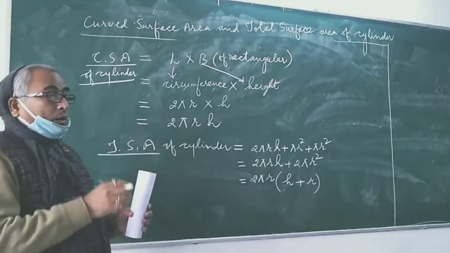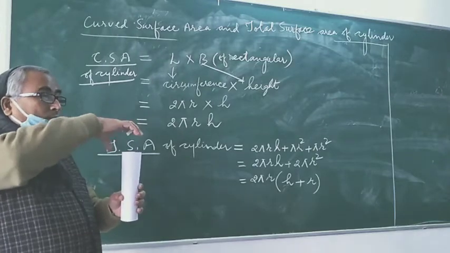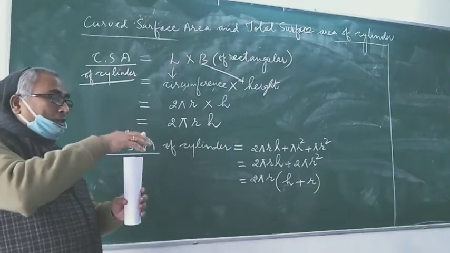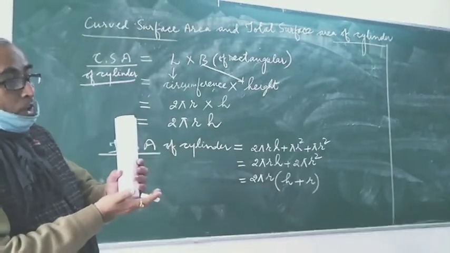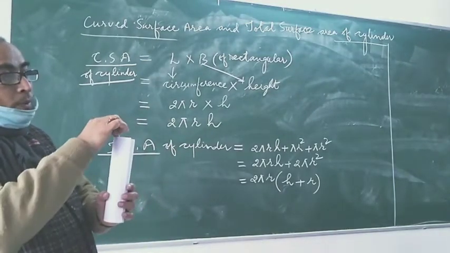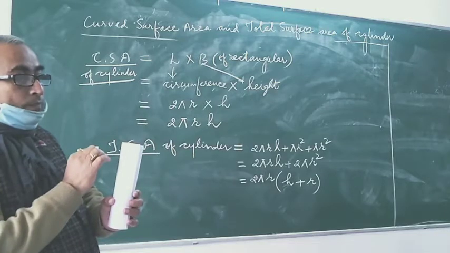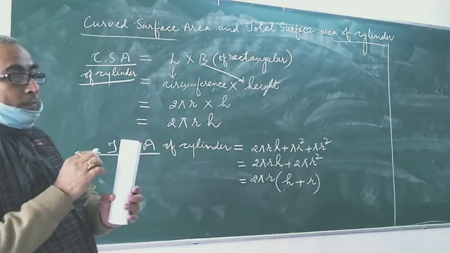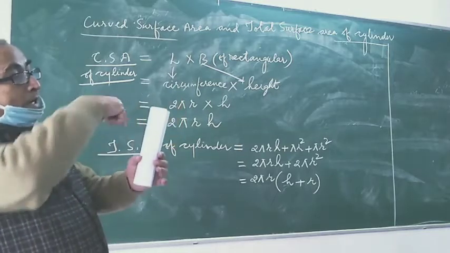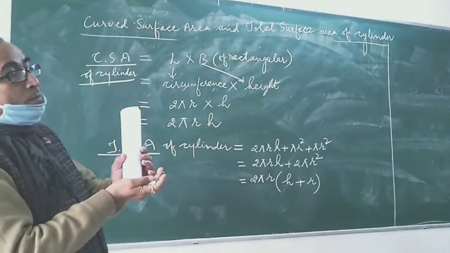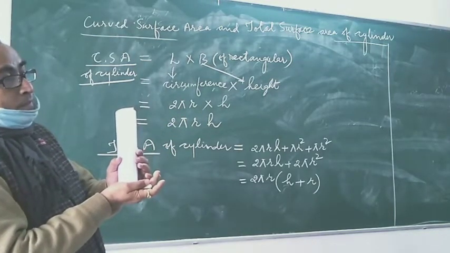Suppose a pencil box is cylindrical in shape. The bottom will be closed and the top will be open to put the pencil. If such a condition is there, what will it be? It will be 2 pi r h plus only 1 pi r square, not 2 pi r square.